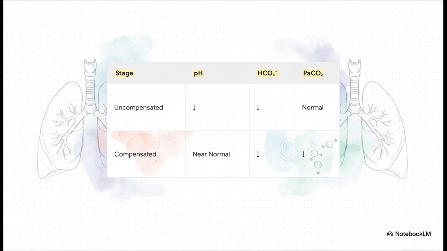Now, early on, in an uncompensated state, you'll see a low pH and a low bicarbonate, but the CO2 might still look normal. But once the body starts to compensate, things change. The pH and bicarb are still low, but look, now the PaCO2 is also low. And that right there, that's the proof that those Kussmaul respirations are working. The lungs are successfully blowing off that acidic CO2.